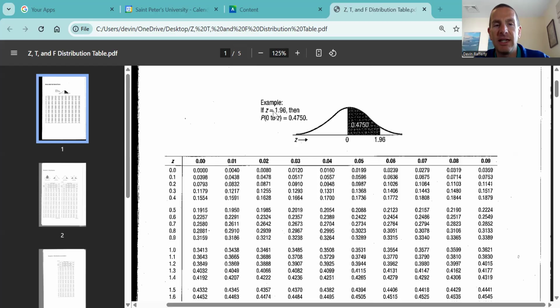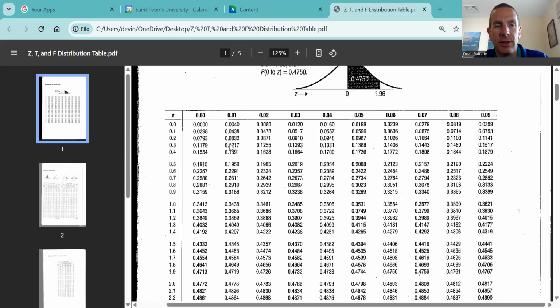Example: if z equals 1.96, then the probability of 0 to 1.96 is 0.4750. How did they get that? 1.96 can be broken down into 1.9 and 0.06. Let's take a look. 1.9, let's go down the rows: 1.2, 1.3, 1.4, 1.5, 1.6, 1.7, 1.8, 1.9. Okay, 1.9 and 0.06. 0.06 is over here: 0.01, 0.02, 0.03, 0.04, 0.05, 0.06.